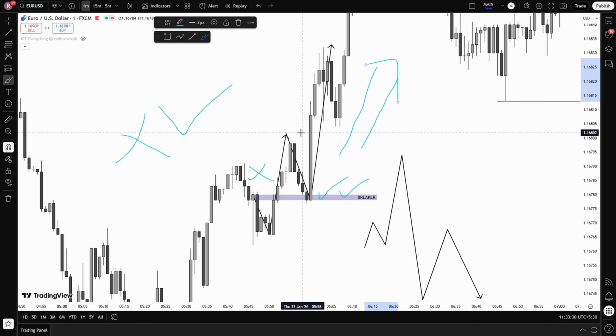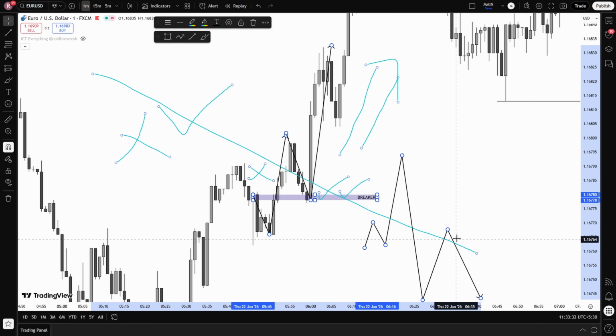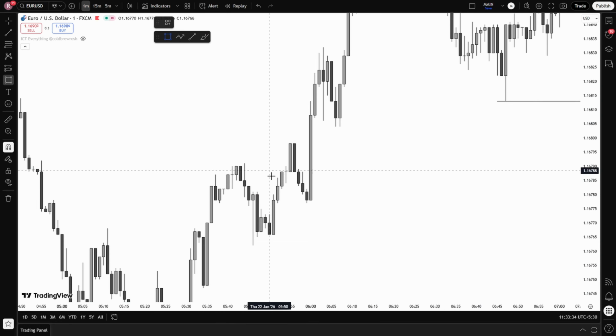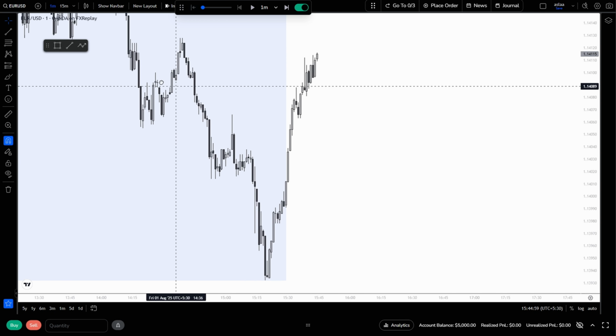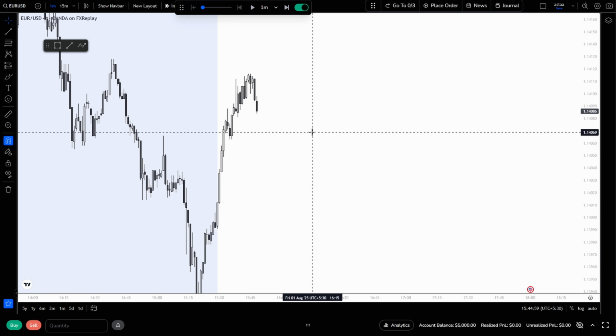There is nothing complicated about it. A breaker block is simply an order block that gets disrespected and displaced. That's all you need to understand. Now let me show you some examples of how you can use breaker blocks in live market conditions.